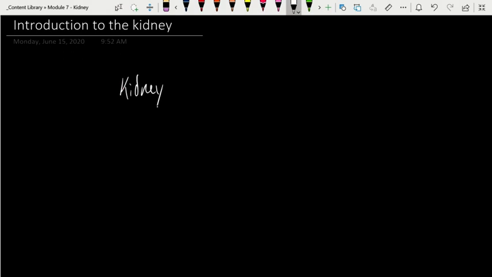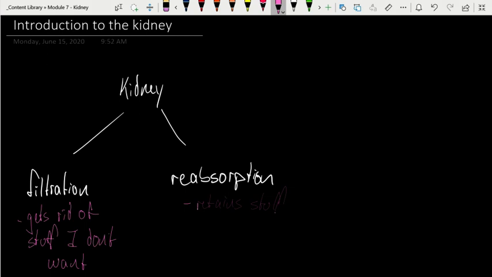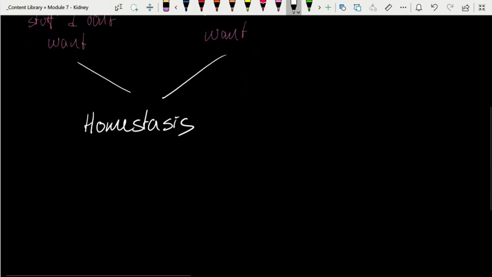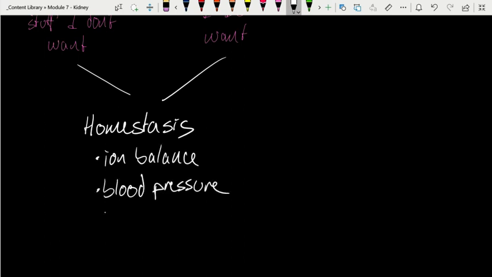Broadly speaking, we can break the kidney down into two different functions. The first one is filtration, and the other is reabsorption. This, by definition, really is exactly what it sounds like. Filtration simply gets rid of stuff that I don't want, whereas reabsorption retains the stuff I do want. And all of this combines to provide a level of homeostasis in the body, specifically when we're talking about ion balance, blood pressure, and acid-base balance.